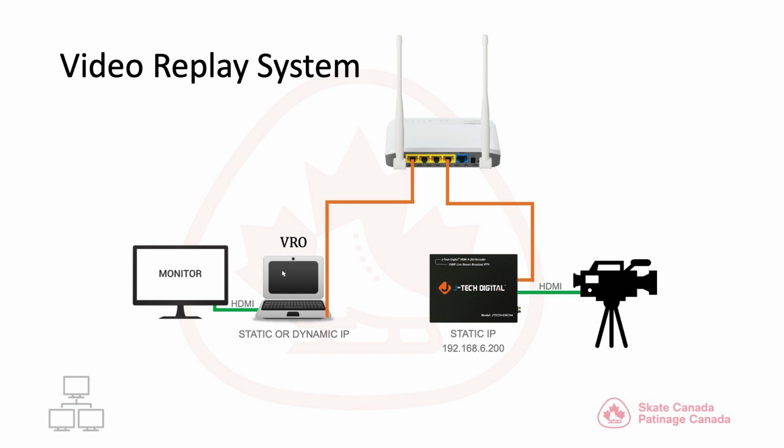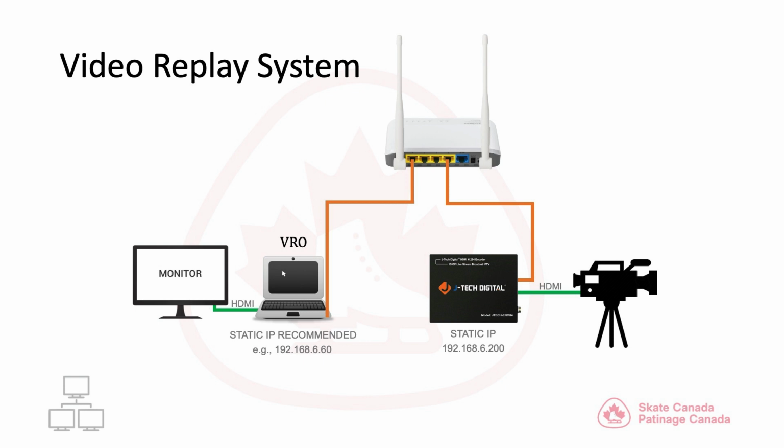I mentioned earlier that when the JTEX box and the VRO laptop are connected indirectly via a router, or in fact a switch connected to that router, then you have the option of using a dynamic or a static IP address on the VRO laptop. I actually recommend, in fact strongly recommend, that you always use a static IP address on the VRO laptop.